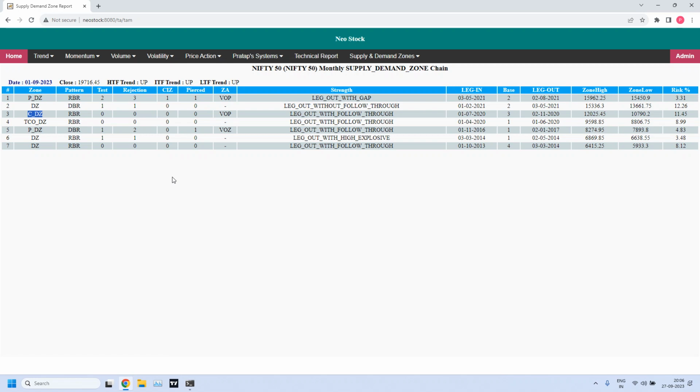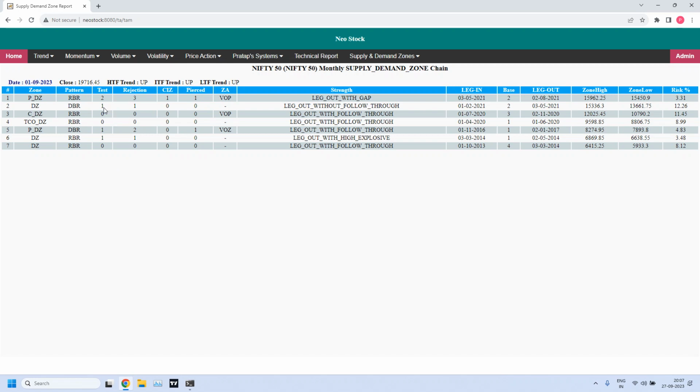But remember, when you are taking a trade in the monthly demand zone, probably you might be looking for long term trades, not medium term or short term trades, right? That's why you would like to wait until price comes to this particular zone. That way, this supply demand zone chain will be helpful to us. So now we will go back to the weekly time frame.